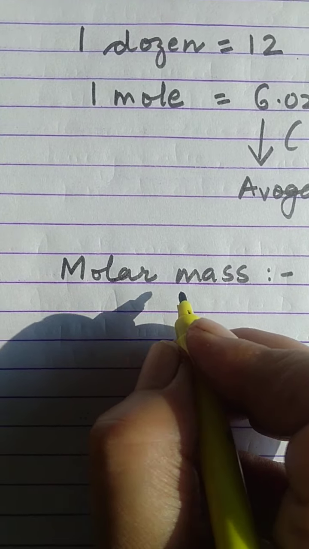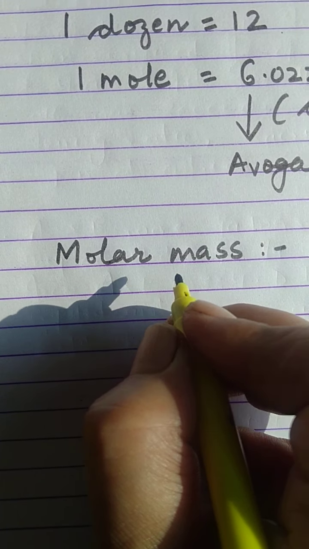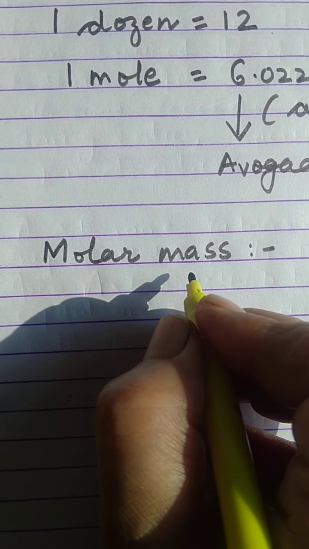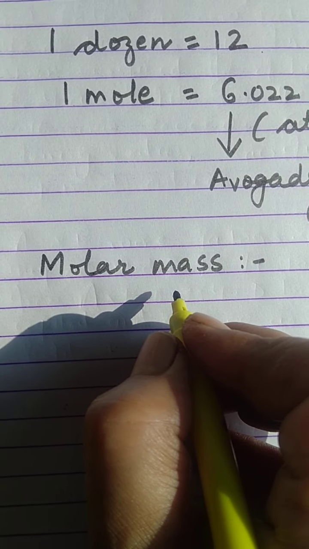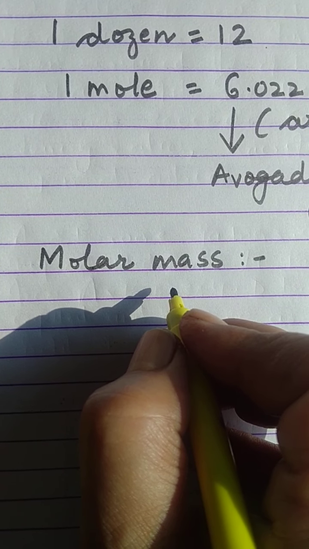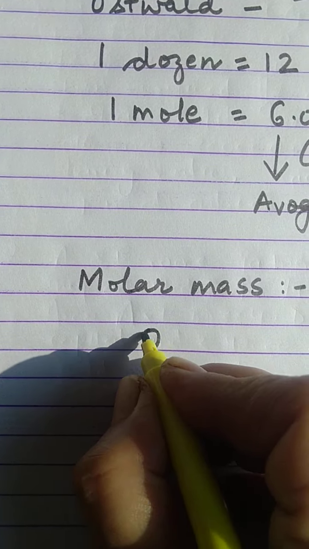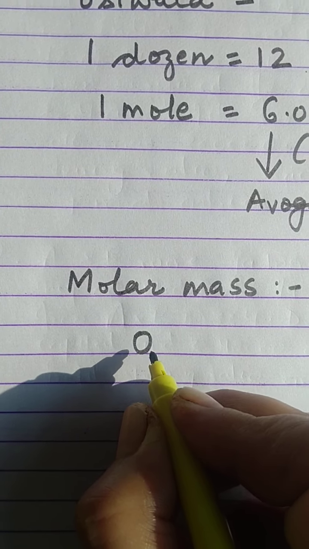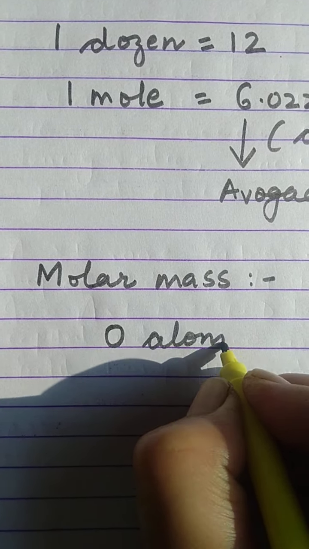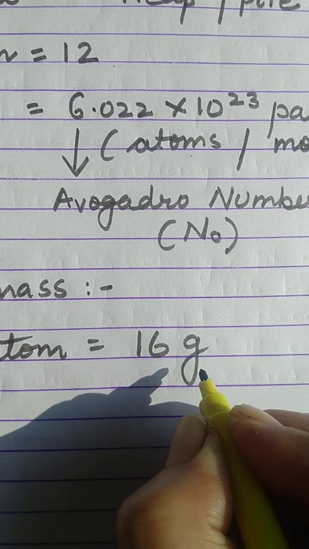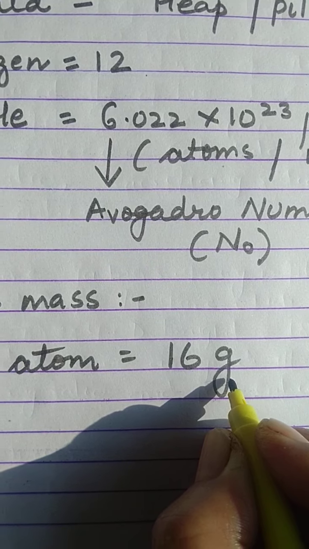Right? So how to calculate? The method of calculation is similar to molecular mass and formula mass. You will add the atomic masses, but the unit here will not be u. The unit here will be gram. For example, what is the molar mass of an oxygen atom? The atomic mass of oxygen is 16. The molar mass of an oxygen atom is 16 gram.